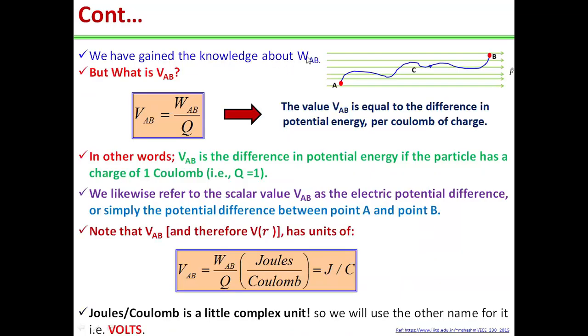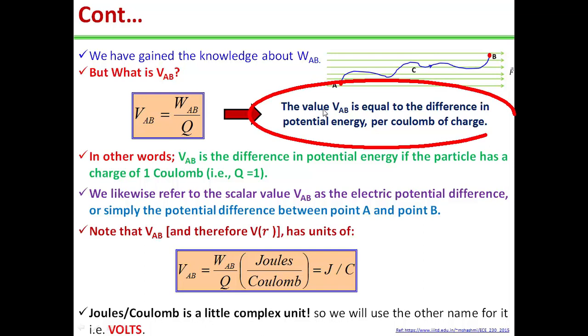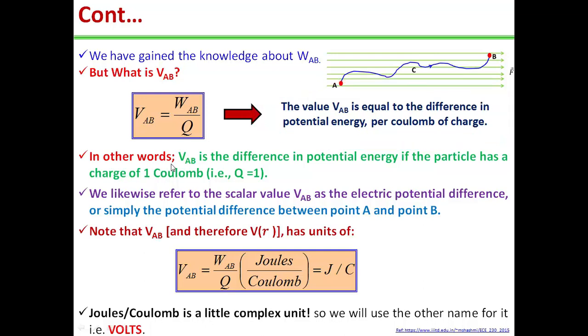So we have gained the knowledge about work done between point A and B. But what about the VAB? So here we can reshuffle the equation. We can write VAB is equal to WAB divided by Q. The value VAB is nothing but it is equal to the difference in potential energy per coulomb of the charge. In other words, we can say VAB is the difference in potential energy if a particle has a charge of 1 coulomb. We likewise refer to the scalar value VAB as the electric potential difference, or simply you can say potential difference between point A and point B.